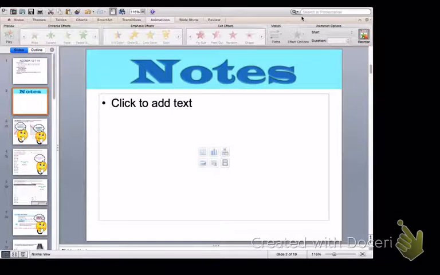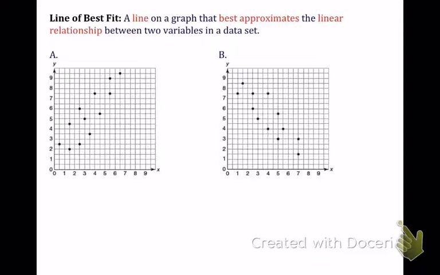All right, so first and foremost, our definition. A line of best fit. We kind of went over this on our performance task, but let's just formally write it out in your notes. A line of best fit is a line on a graph that best approximates a linear relationship between two variables in a data set. You should be filling in the parts in red in your notes.